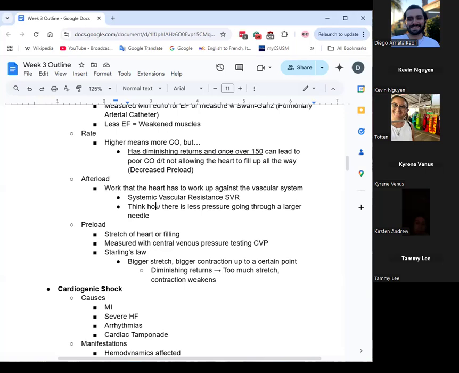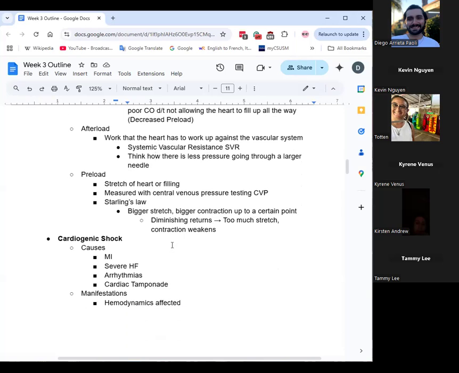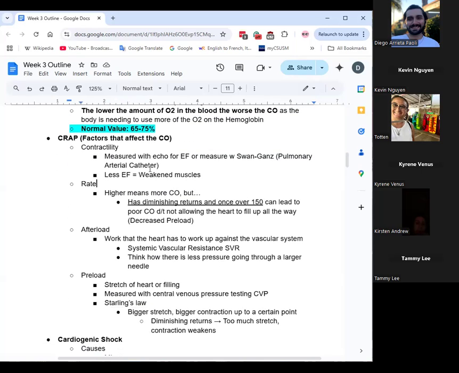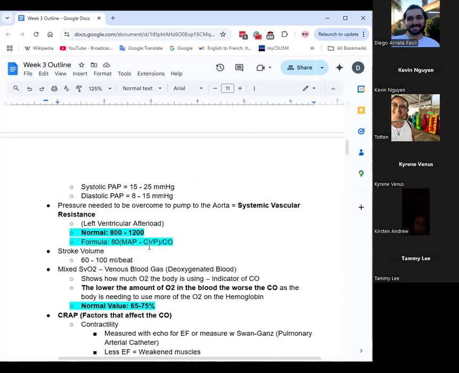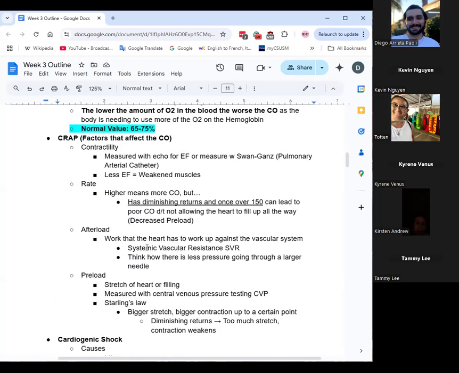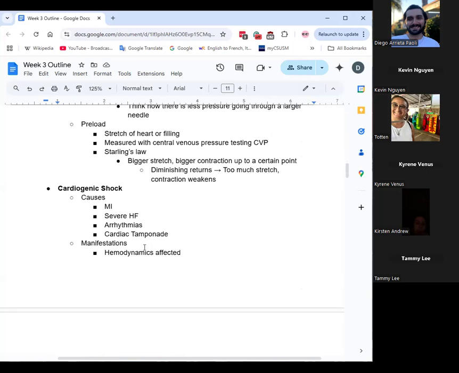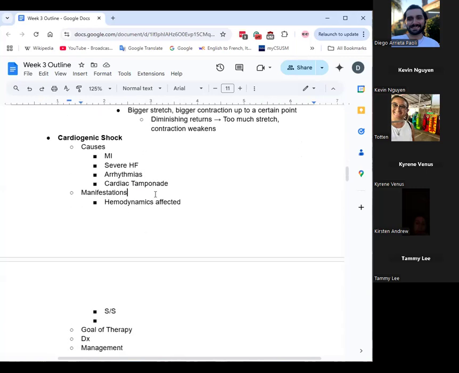And there's Starling's law, again extra info, don't worry about it too much. But essentially, bigger stretch, bigger contraction. But yeah, that's just things that you can think about. Just a mnemonic for you to think about changes to the cardiac output. And now we're going to move on to some of the actual specific conditions rather than just general concepts.